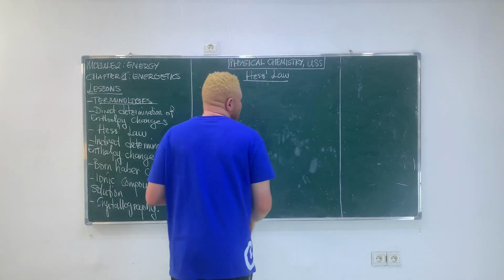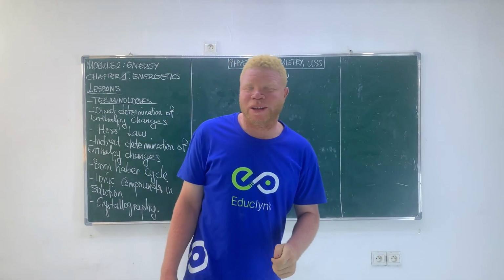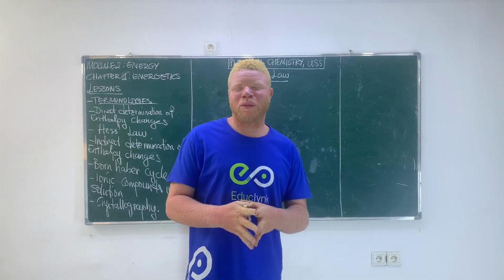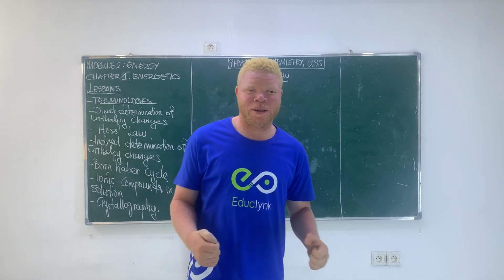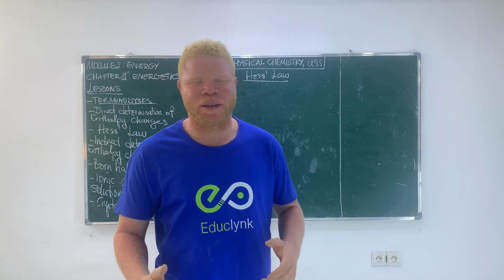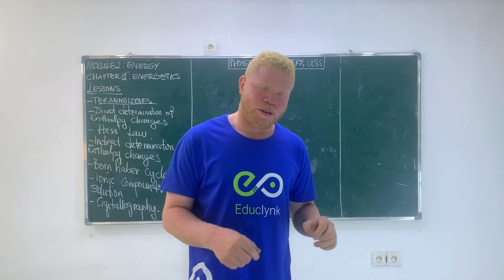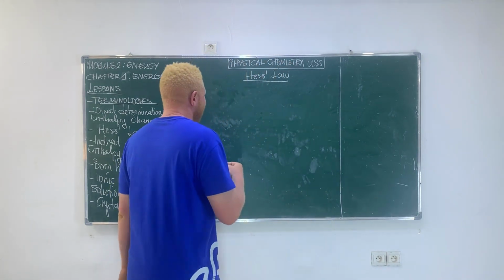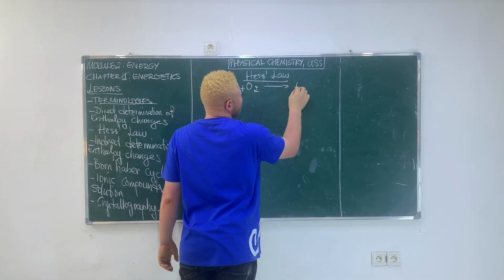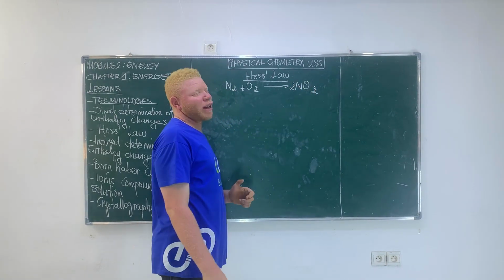The next thing we have is Hess's Law. So what does this law say? It states that the enthalpy change that accompanies a chemical reaction is independent of the route taken, provided the initial and final conditions are constant. So consider two reactions. The first reaction is N2 plus O2 giving NO2. I put 2 here to balance the equation, because the equation is not yet balanced.